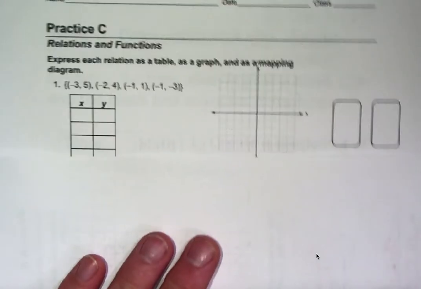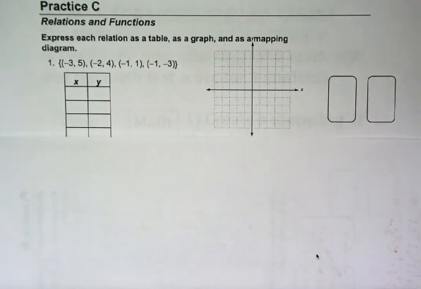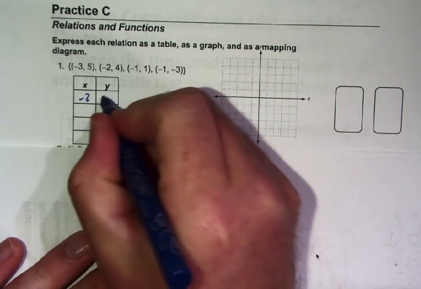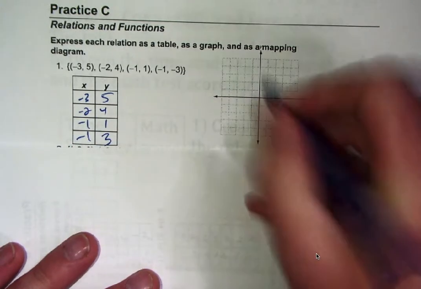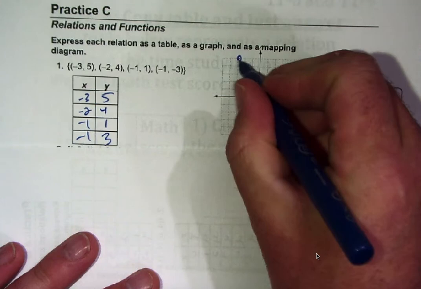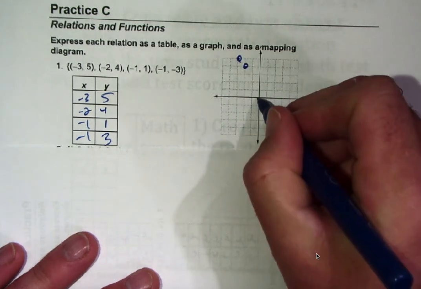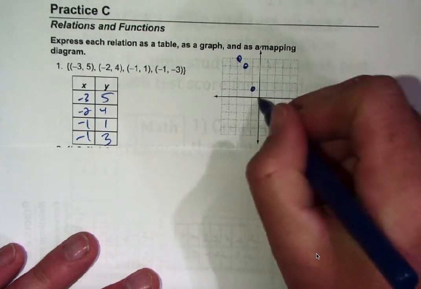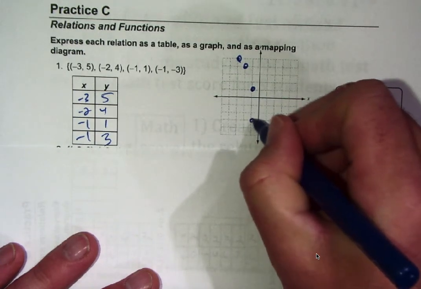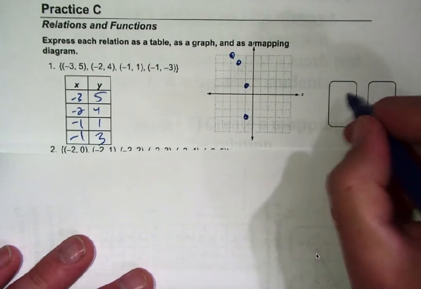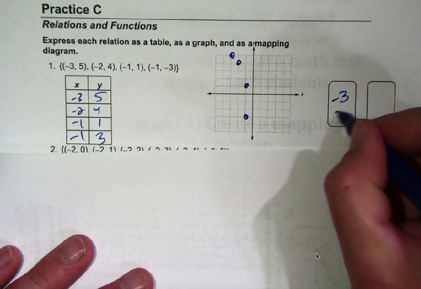Okay. The second part is very similar. So I'm probably not going to talk through the first 2, but I will talk through the last 3 where we have to do domain and range. So we're going to make our table. We have to plot the points. There we go. Create our mapping.